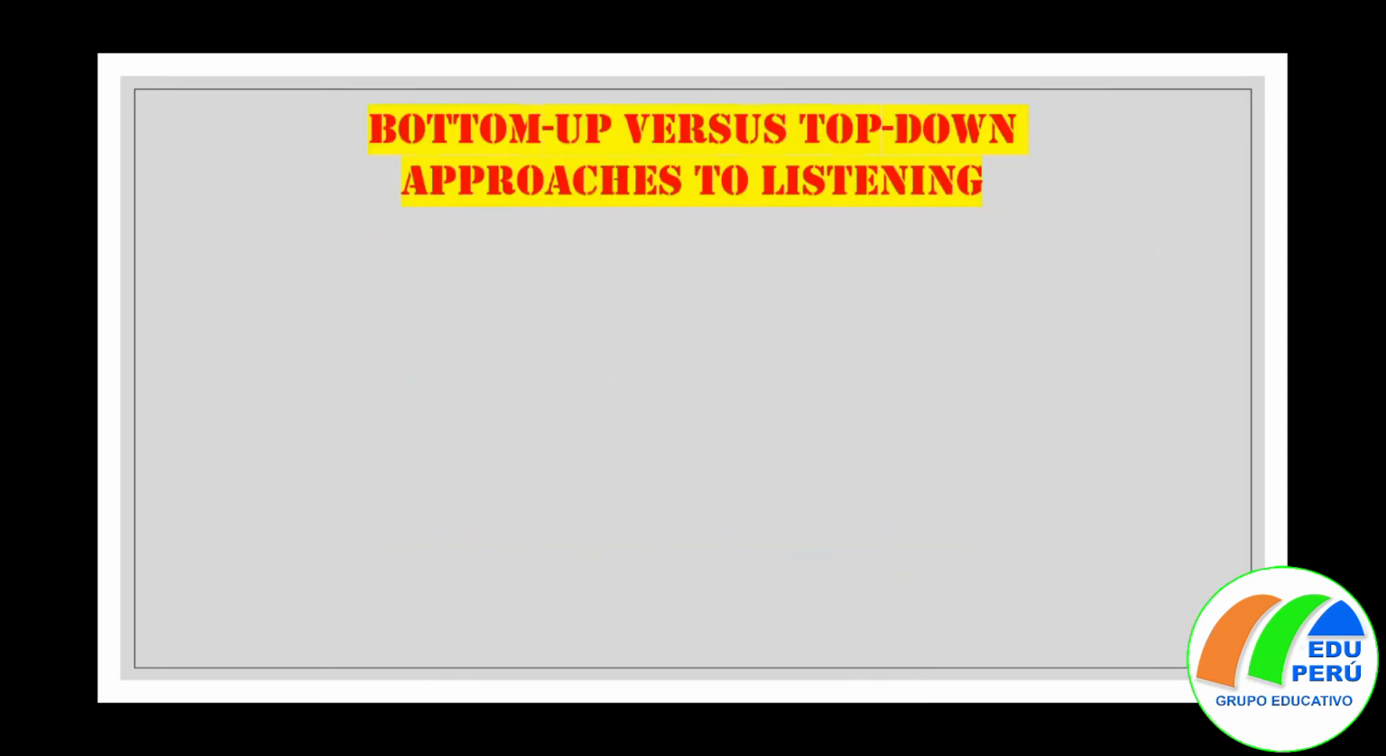And again, similar to the reading process, listening is also a process. So we're going to have these two approaches. Can you remember about them? Can you remember about these approaches? Bottom up and top down. Can you remember or no?